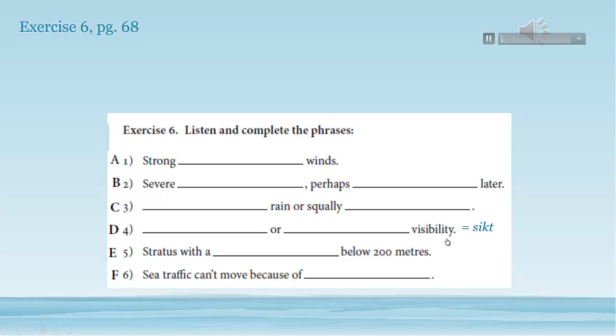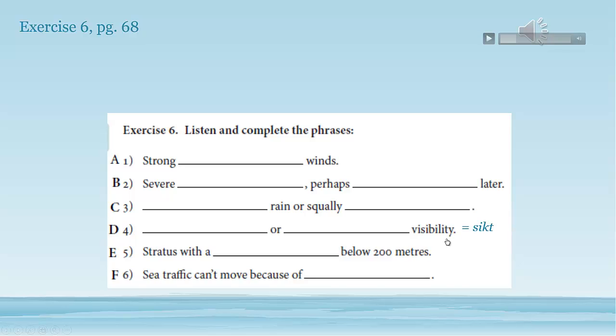Level 1, Unit 4A, Vocabulary. A. Strong southeasterly winds.